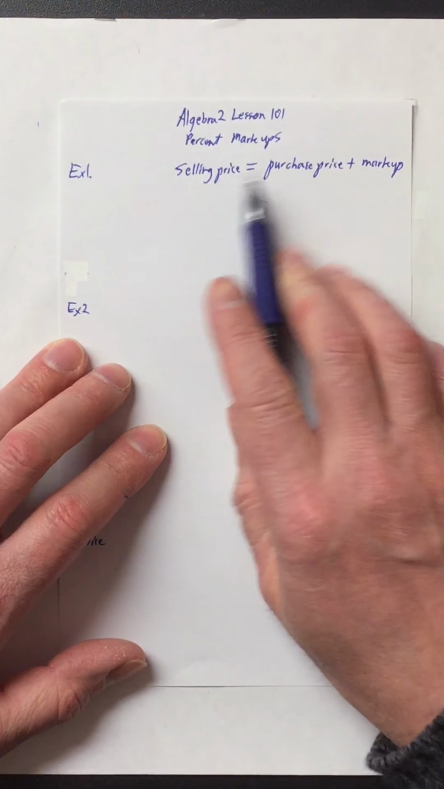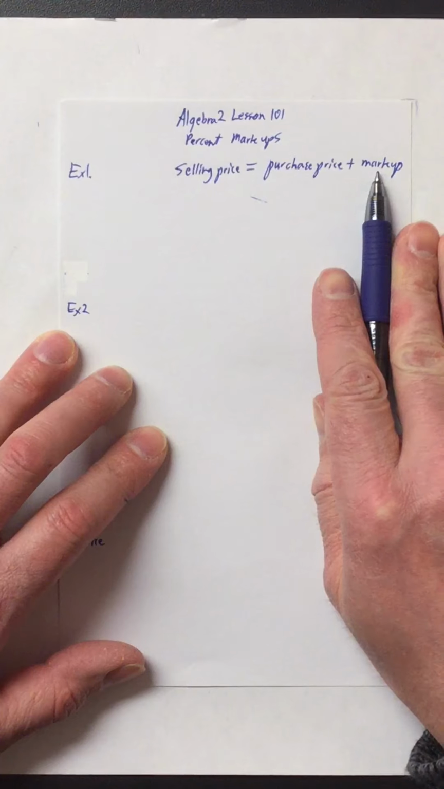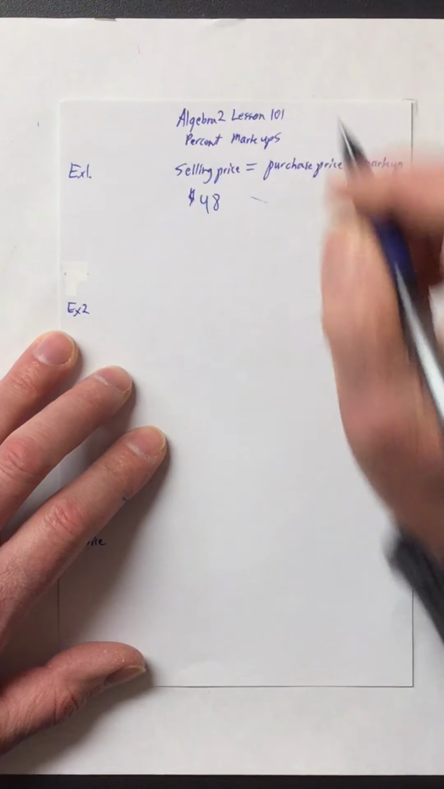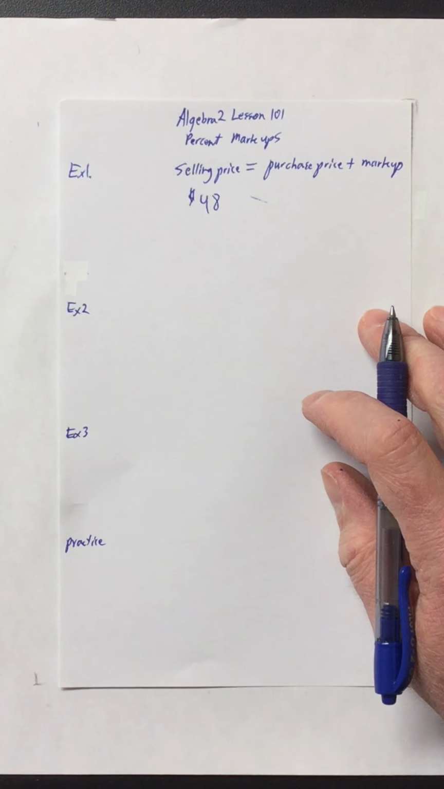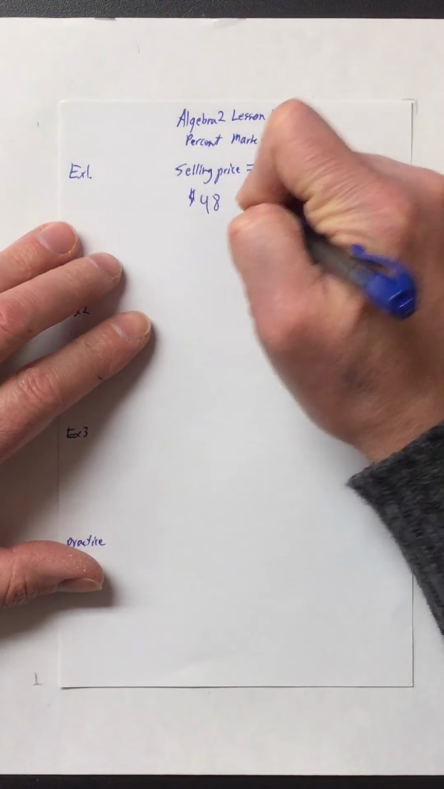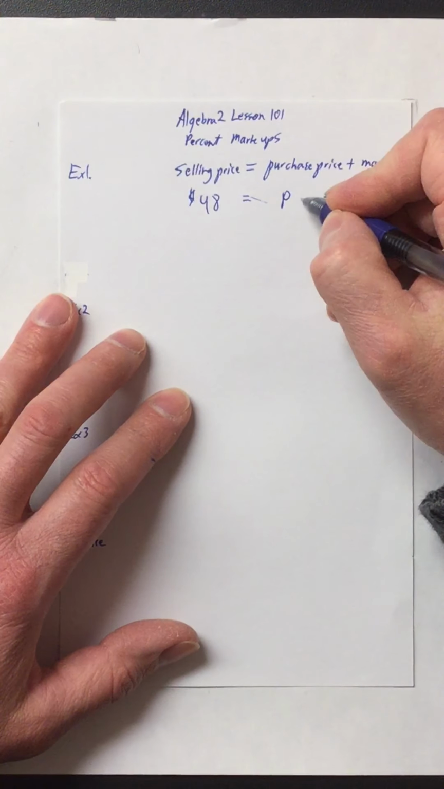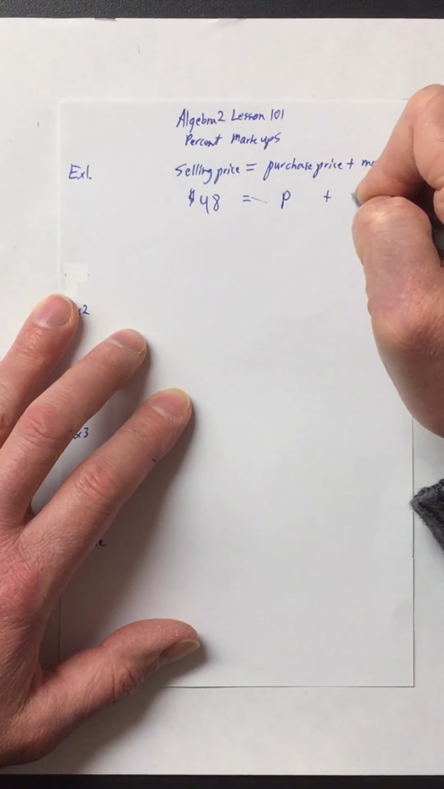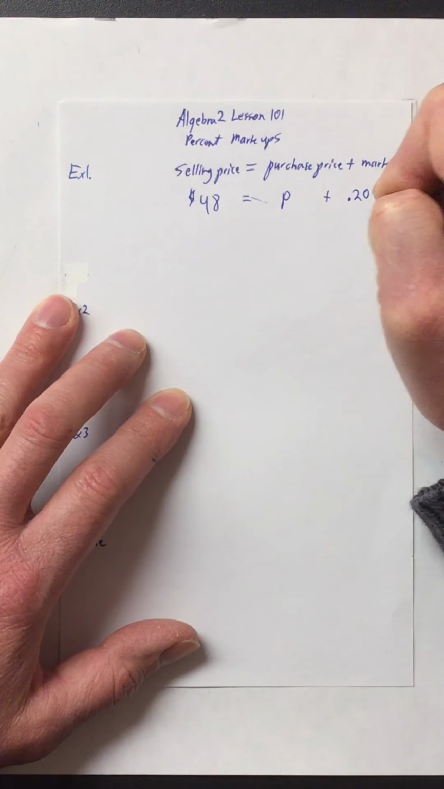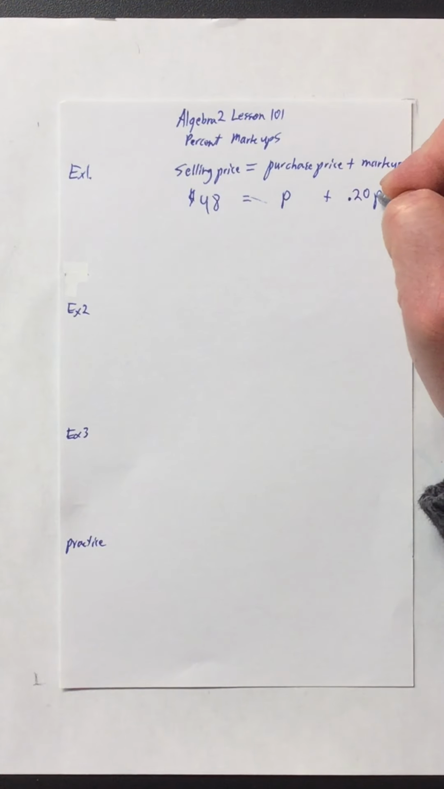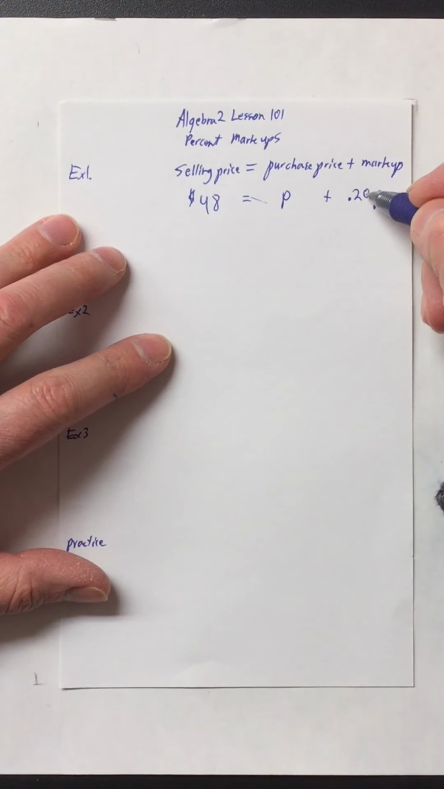So basically the selling price is going to be equal to the purchase price plus the part that they mark up. In this case, they sold it for $48. If the markup was 20% of the purchase price, what was the purchase price? Well, we're going to put a P in here for purchase price, then plus 20%. The 20% is of the purchase price, so we're going to write the 20% as 0.20 of the purchase price.